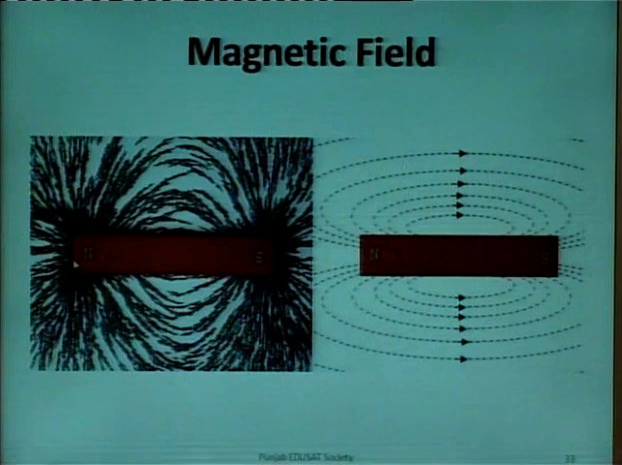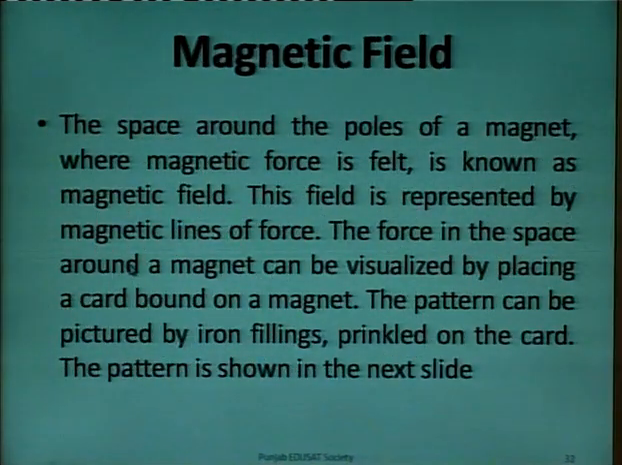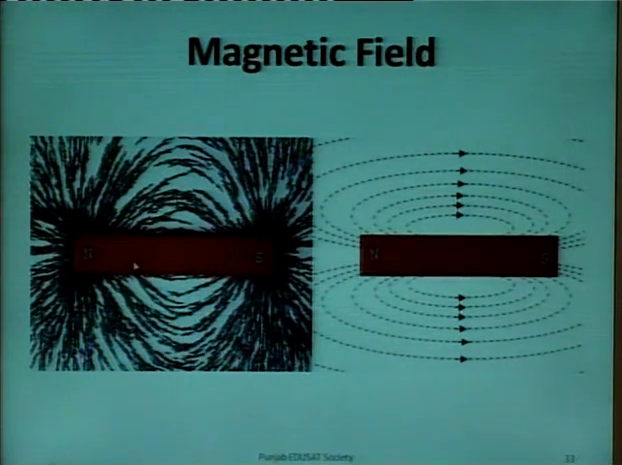So, this is the permanent magnet, and we are having the iron filings over there. We can easily see the magnetic lines of force over there. This is the natural picture from where we can assume that this is the magnetic field.